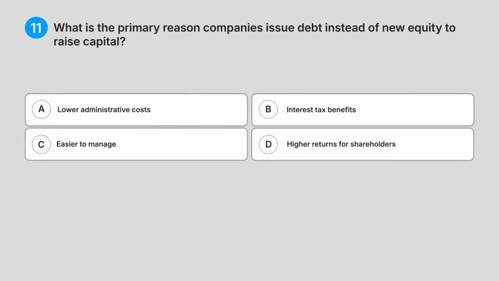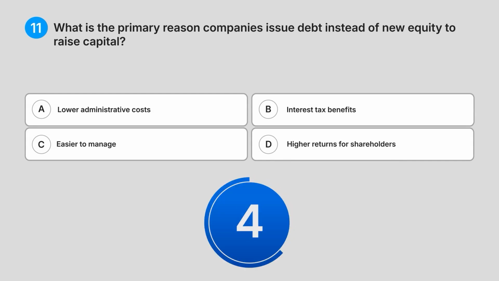11. What is the primary reason companies issue debt instead of new equity to raise capital? A. Lower administrative costs. B. Interest tax benefits. C. Easier to manage. D. Higher returns for shareholders. What do you think is the answer?